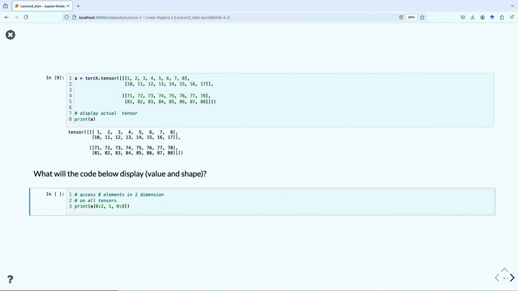The second row in each copy. Okay, the second row, so what numbers, basically? 10 through 17, 81 through 88. Okay, 10 through 17, 81 through 88.